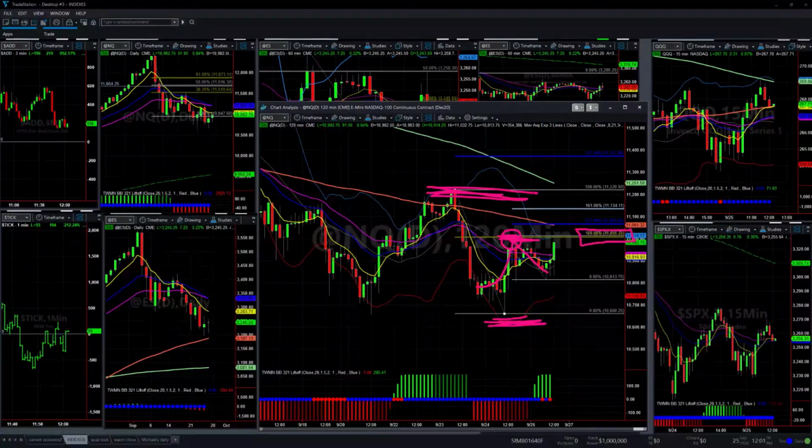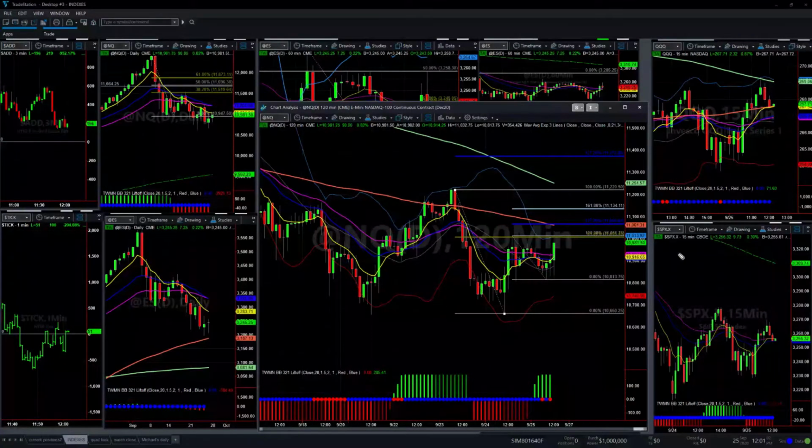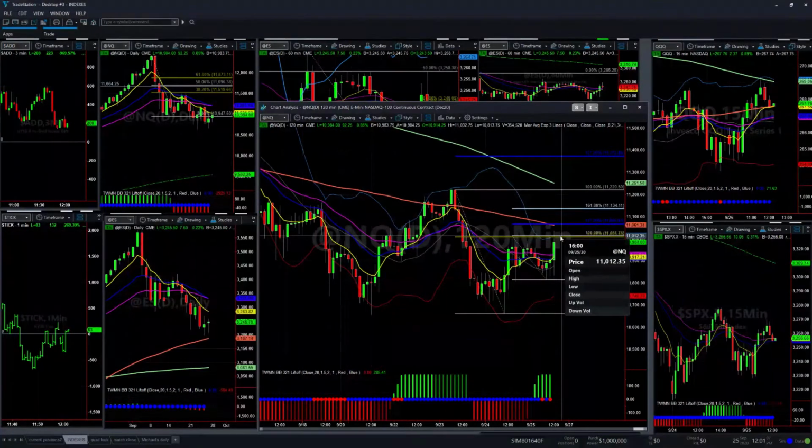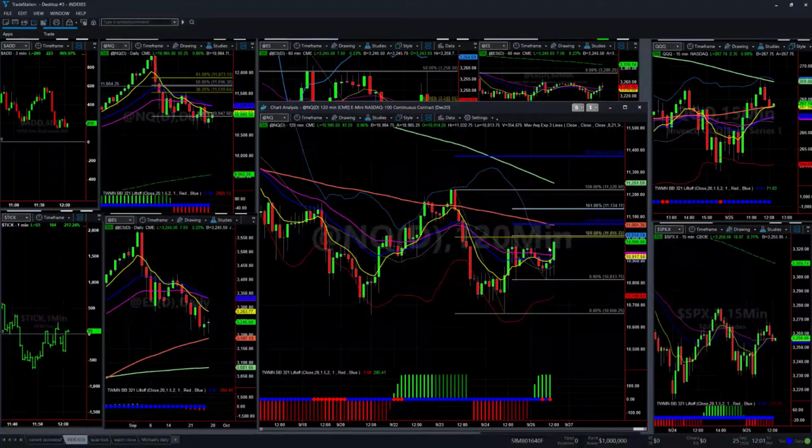So if we want to see what that number is, we just go up here and see what that level is. It's around 11,015, somewhere around there, like 11,011. So that's got to break there.